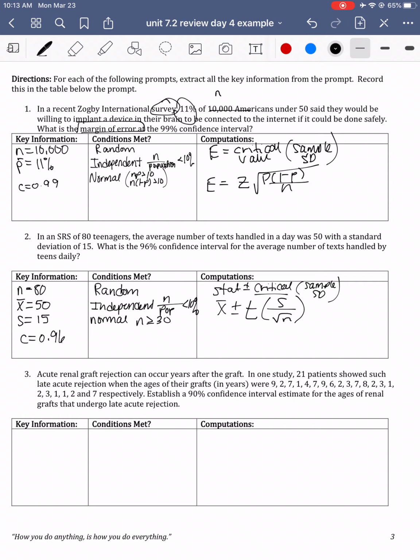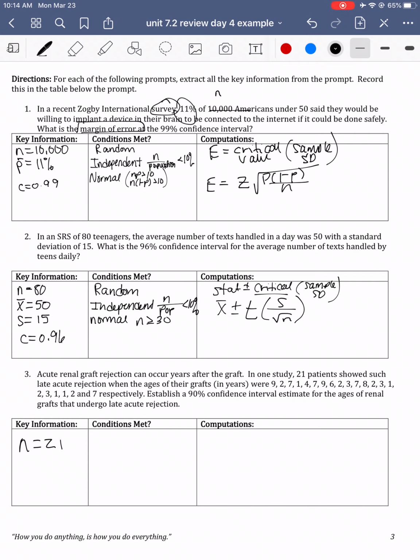So this is an interesting problem here. We've never really dealt with one where we have a list of data points, but let's just go ahead and see what this is going to look like. So I see they said in a study 21 patients showed, so I know that we found n to be 21 here. And then I need to see, okay, is this going to be a mean or a proportion, or are we going to do chi-square?